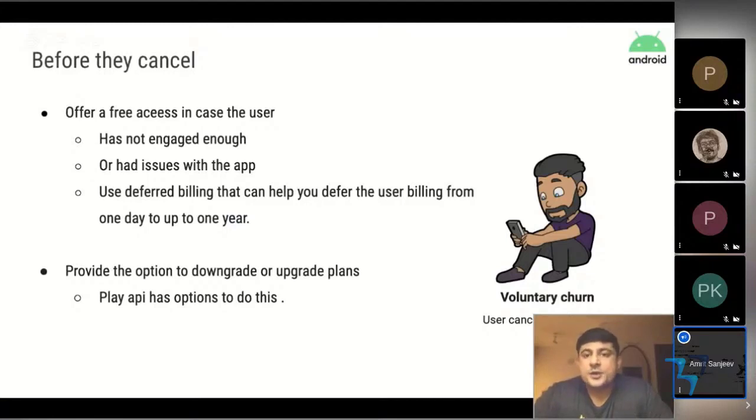There is a balance between losing some revenue, and sometimes losing some revenue is better than losing the entire user, because the cost of acquisition is much higher than that in such cases.